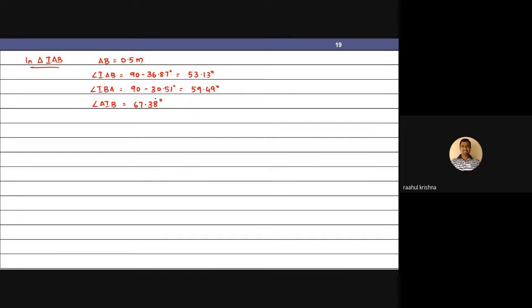Okay, check whether the addition of these three is coming to 180. 53.13 plus 59.49 plus 67.38, yes, the addition of the three is 180. So now in triangle IAB, I know all three angles and I know one side. So now I can apply the sine rule.